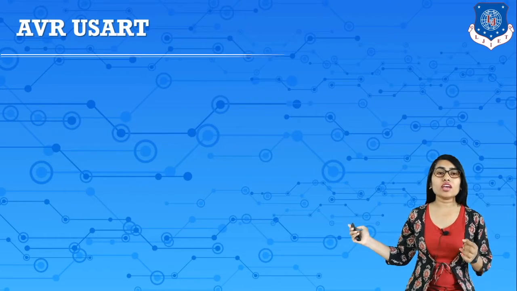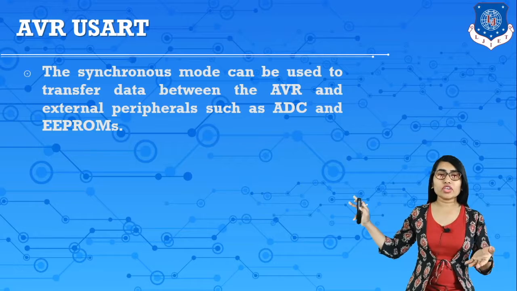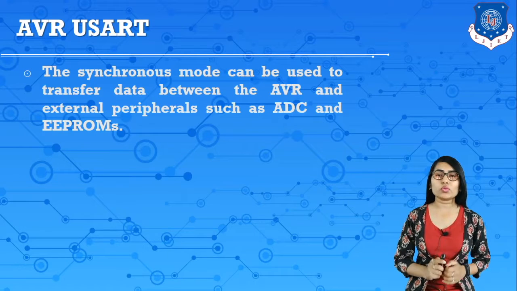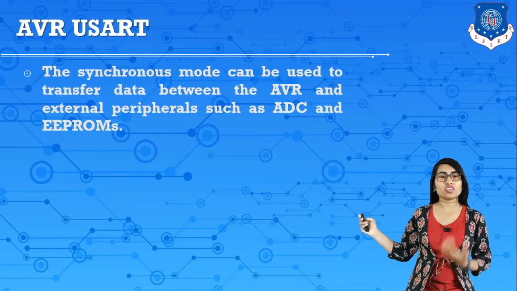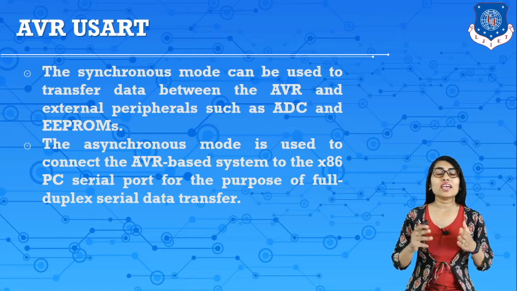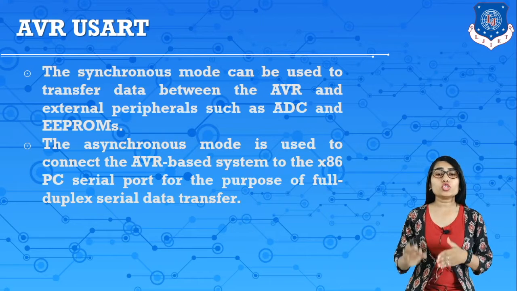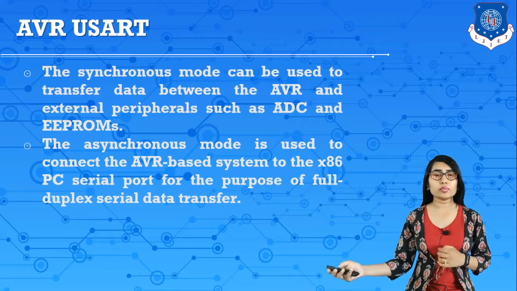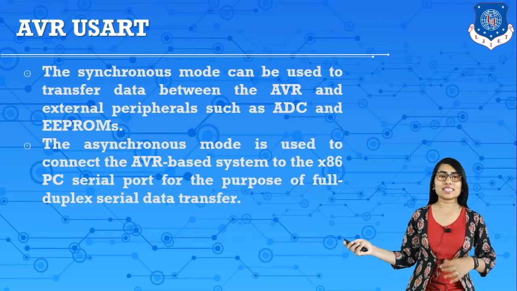In this AVR USART, the synchronous mode can be used to transfer data between AVR and external peripherals such as ADC and EEPROMs, and the asynchronous mode is used to connect an AVR based system to the x86 PC serial port for the purpose of full duplex serial data transfer.